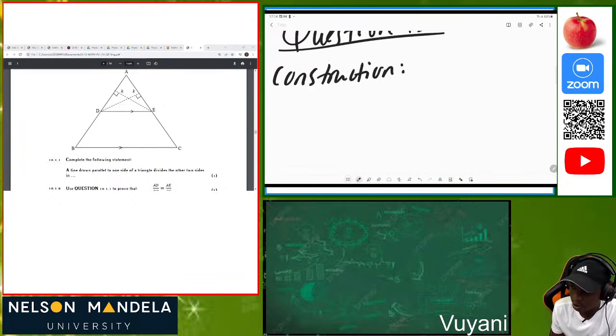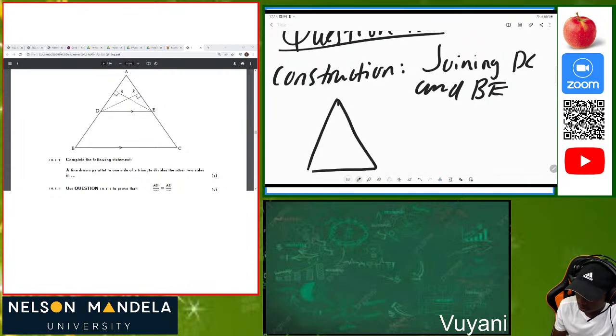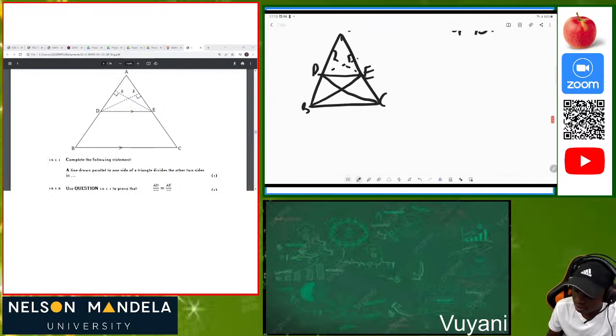Construction. And what are we doing in our construction? We are joining DC and BE. So in other words, we will have something like this. Let me just draw a sketch first. And they told us we have this height. We also have this height, 90, 90, AD, BEC. Then now we must join these two lines. Okay. So this is the small triangle which I just drew.